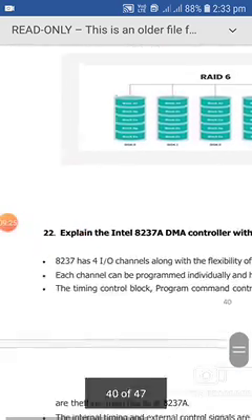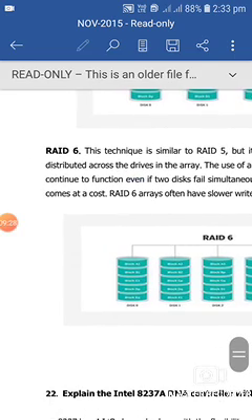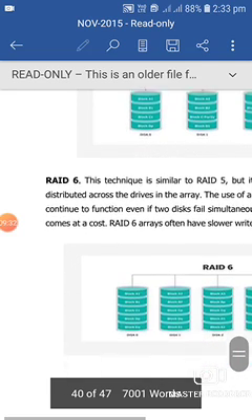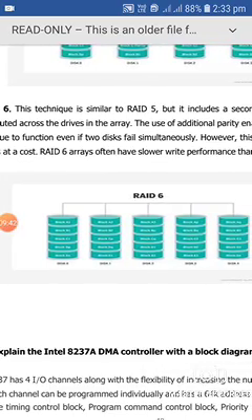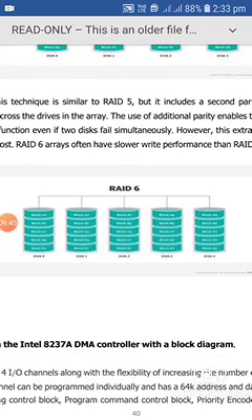Next and last we are going for this RAID 6. The technique is similar to RAID 5. ஸோ மேலே பார்த்துருக்கோம் இல்லையா RAID 5, அதே மாதிரி தான் RAID 6ம். But it includes a second parity scheme distributed across the drives in the array. ஸோ அந்த பேரிட்டி டிஸ்ட்ரிபியூட் ஆகிருக்கும். அந்த கான்செப்ட் சொல்கிறாங்க. However, the data protection comes at a cost. RAID 6 arrays often have slower write performance than RAID 5 arrays.